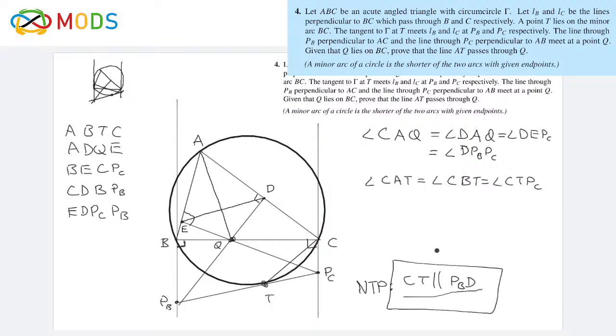What do you mean? Oh right, as in, if T is diametrically opposite to A. Wait, is it obvious? Oh, because now it's just a right angle here, and this is also a right angle, so obviously it is. Yeah, I see what you mean. So can we also prove that if T is not diametrically opposite, then it's not parallel? That's also obvious, right? No, you need to prove that if T is not diametrically opposite, then Q is not on BC.